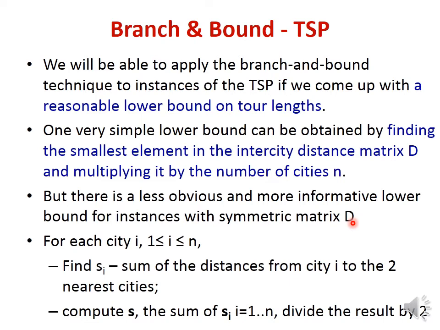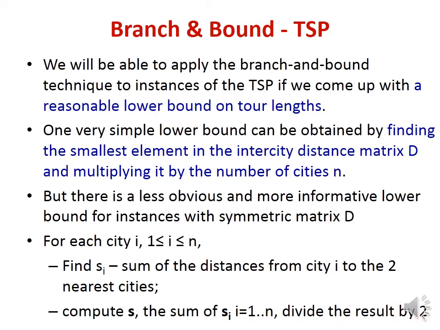So we can get one better method. How can we compute that better method? For each city i, find the sum Si, which is nothing but the sum of the distances from city i to the two nearest cities. Then compute S, the sum of Si for i equal to 1 to n, and divide by 2.